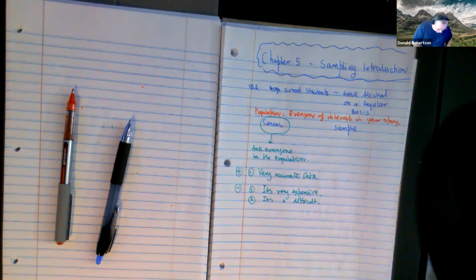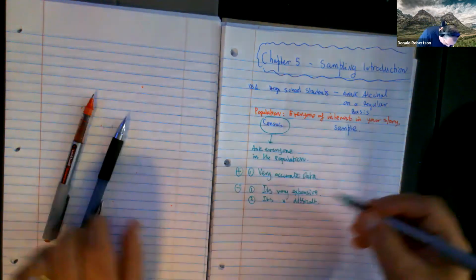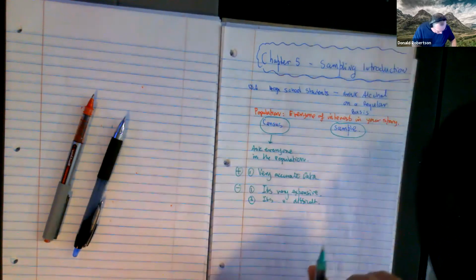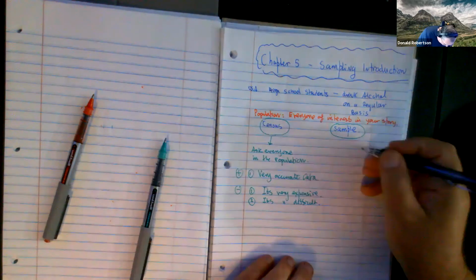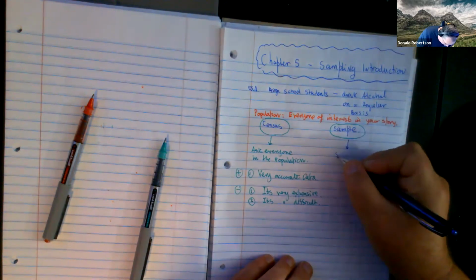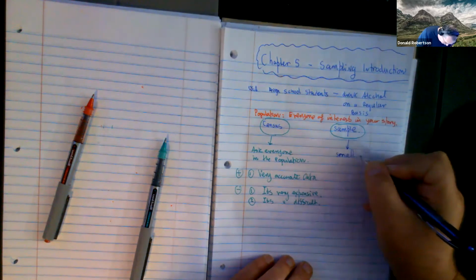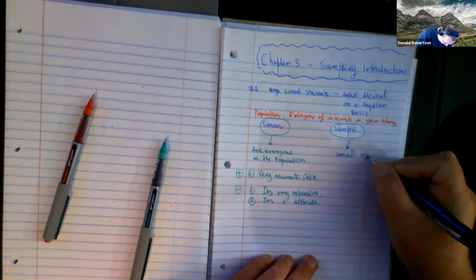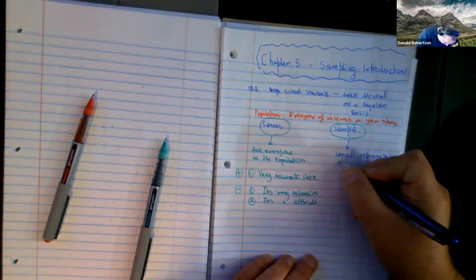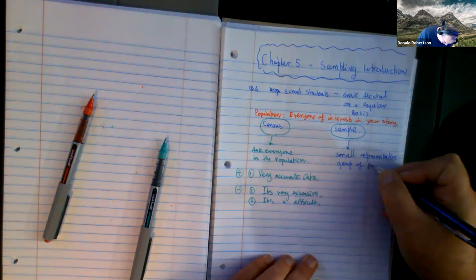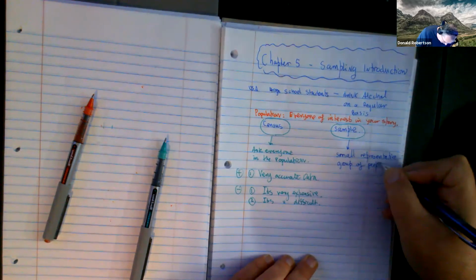So what is the typical way that we collect information about anybody? We collect a sample. And a sample is a typically small, representative group of people from the population of interest.